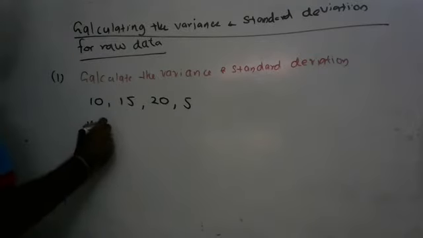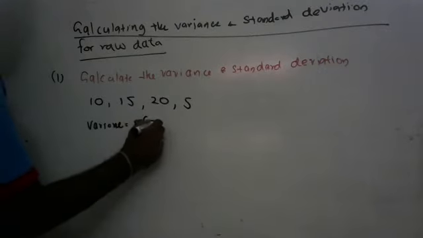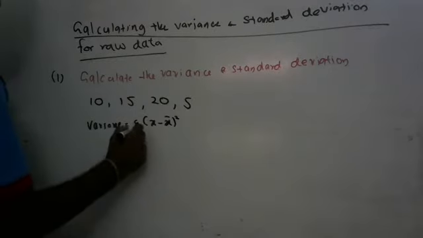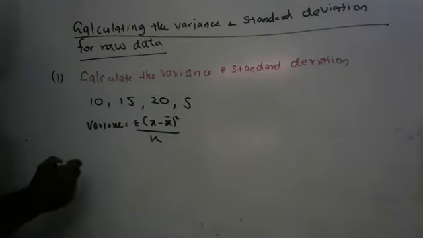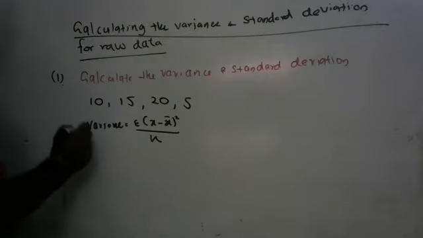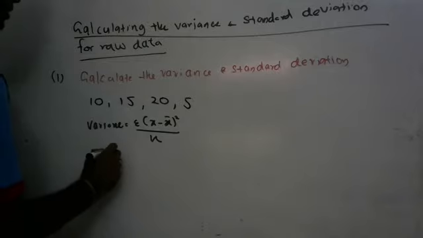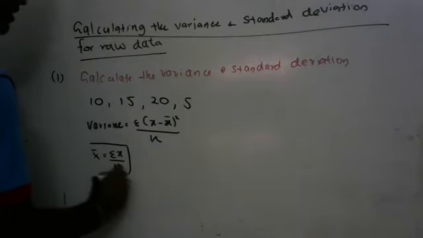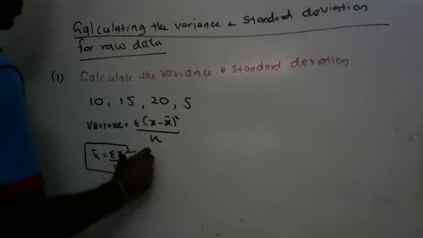What is the variance formula? Variance equals sigma (x minus x bar) squared divided by n. First we have to find the x bar figure. X bar equals sigma x divided by n. Then how do we find the sigma x figure?